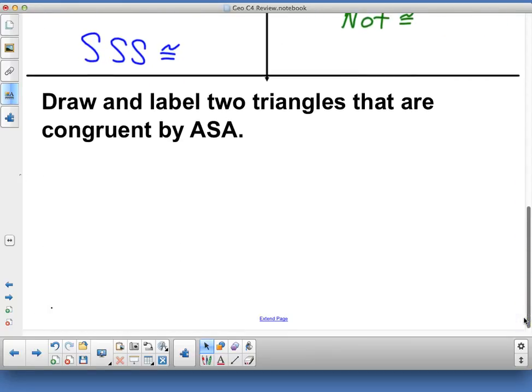Now what I'd like you to do is take this opportunity to draw two triangles. They should be similar. I should say, try to draw two triangles that are congruent, and then mark them according to angle side angle rules.